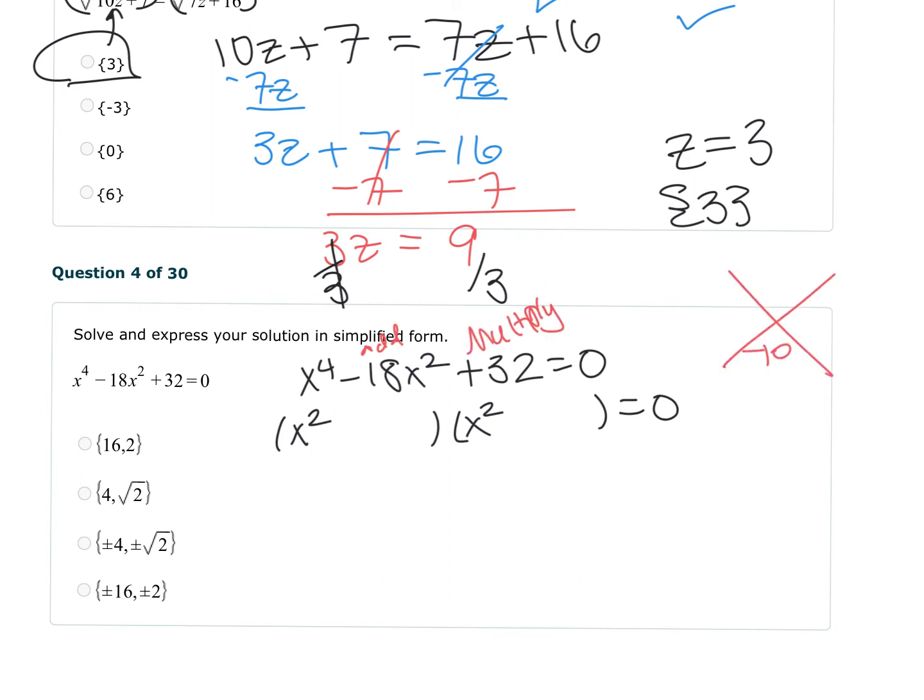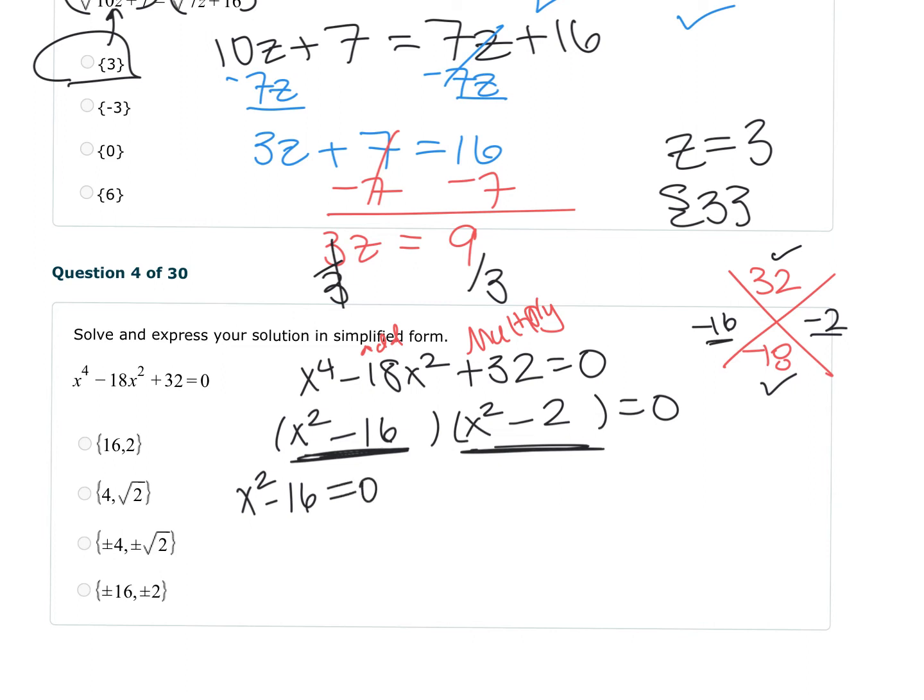So off to the side, I would try to figure out what those two numbers are. So it might take a little bit, but I think it's going to be negative 16 and negative 2, right? Because that will add to give me negative 18. When I multiply, I get positive 32. So I would write it like this. And then I can use the zero product property, which just says to set both pieces equal to 0 to finish solving.